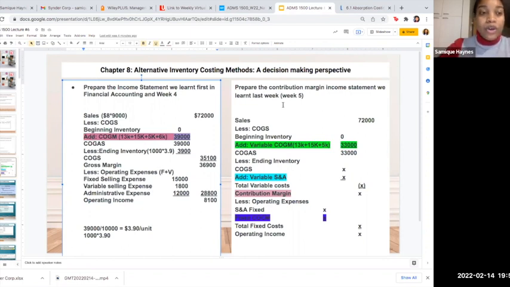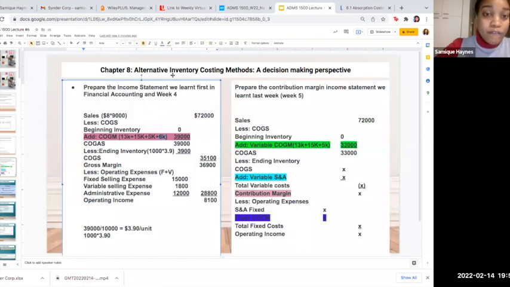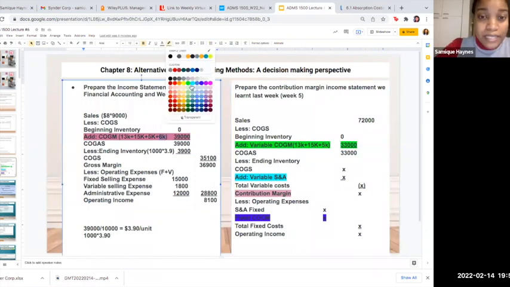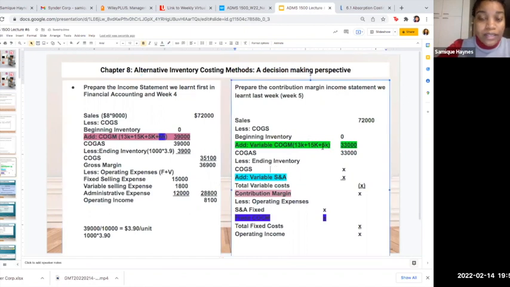Okay, so on this side we're separating out the cost of goods manufactured. When we calculate the cost of goods manufactured, the $6,000 over here, which is the fixed bit, is not here. It's gone. We took it out because we only want the variable cost of goods manufactured. That's 33,000. Cost of goods available for sale is 33,000.